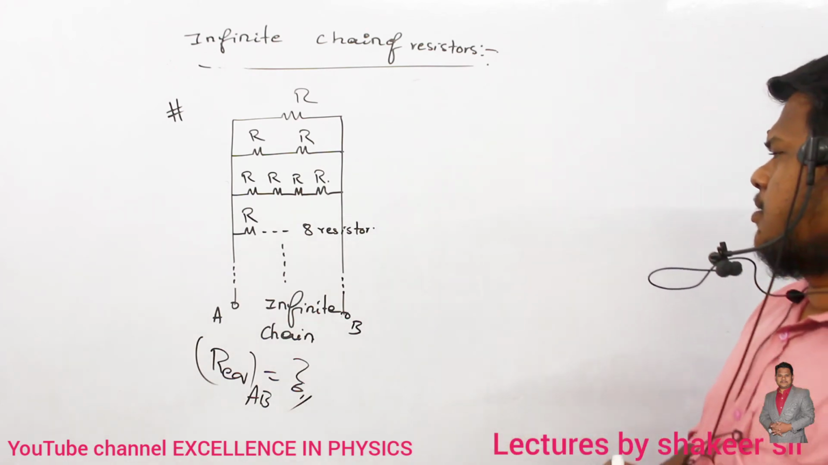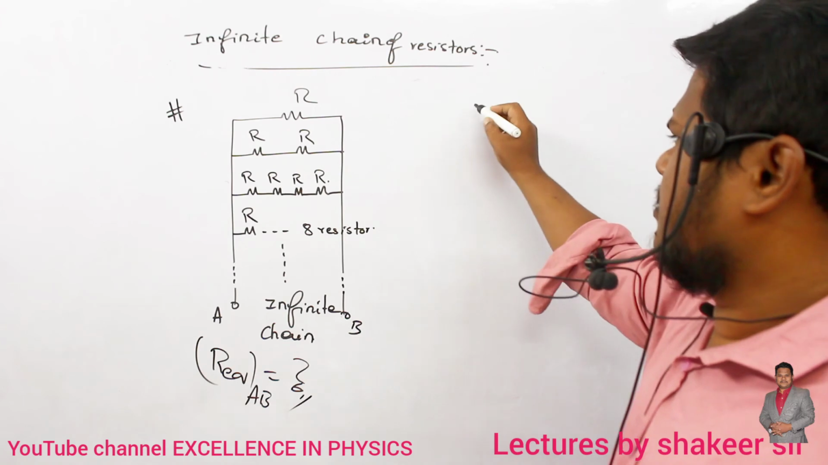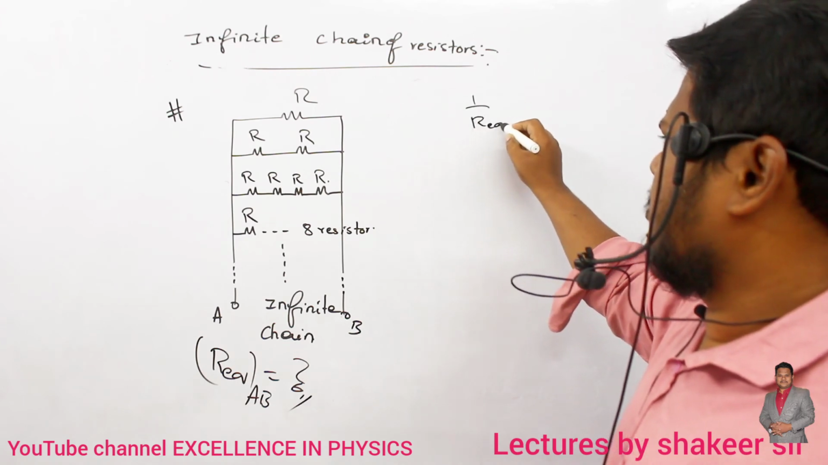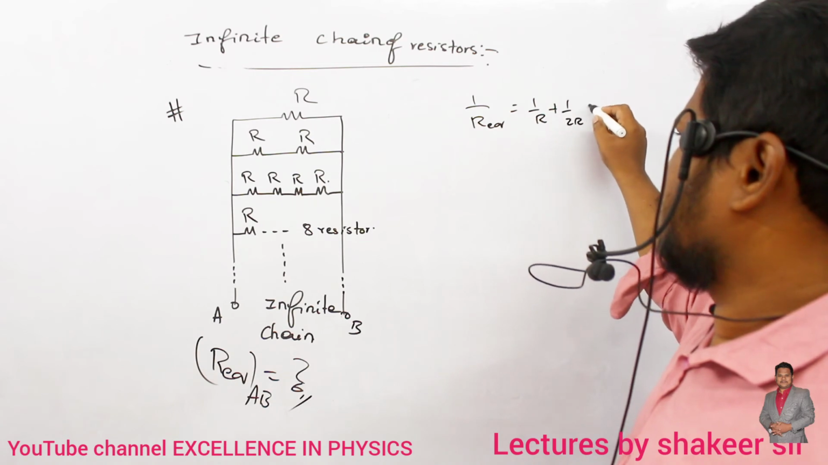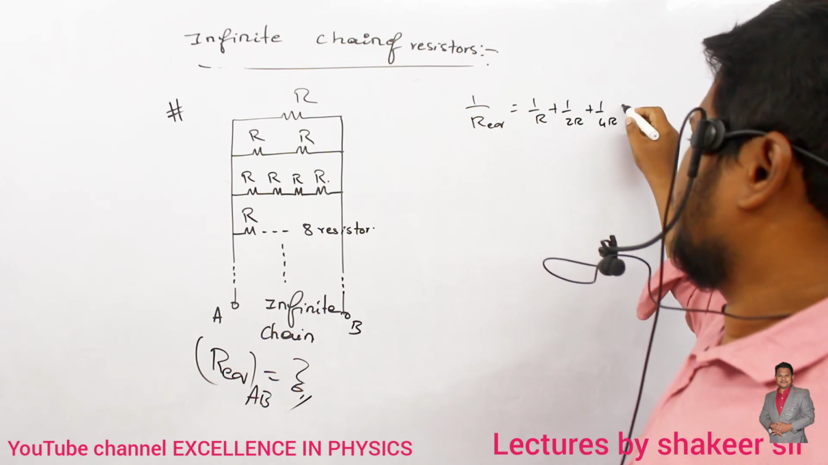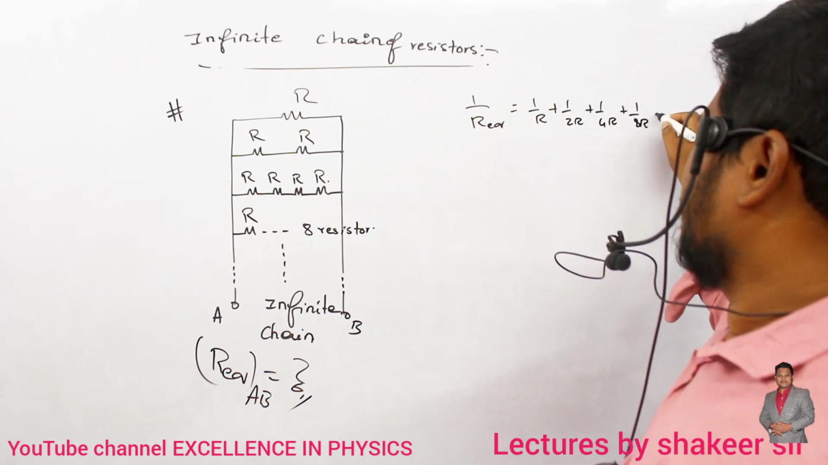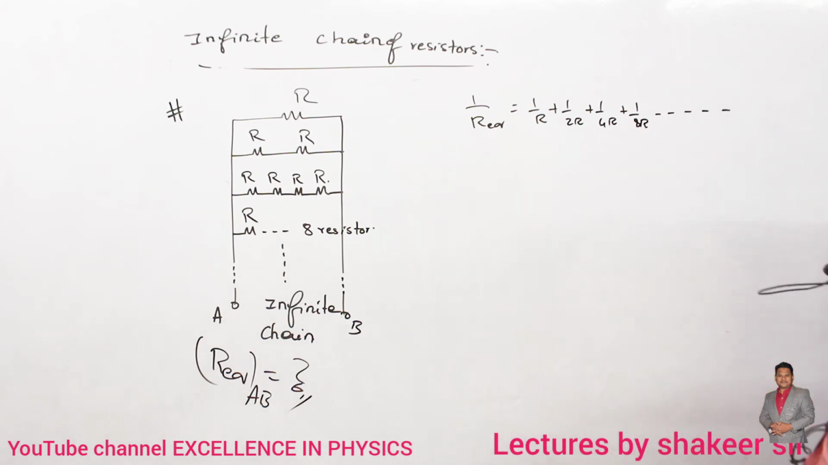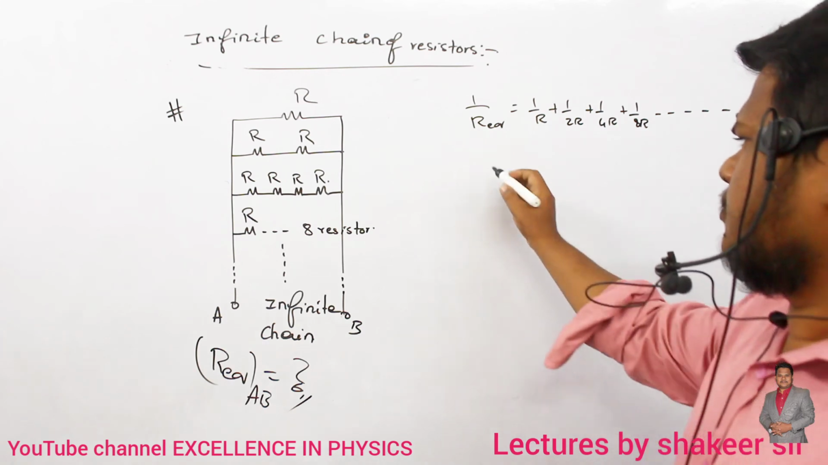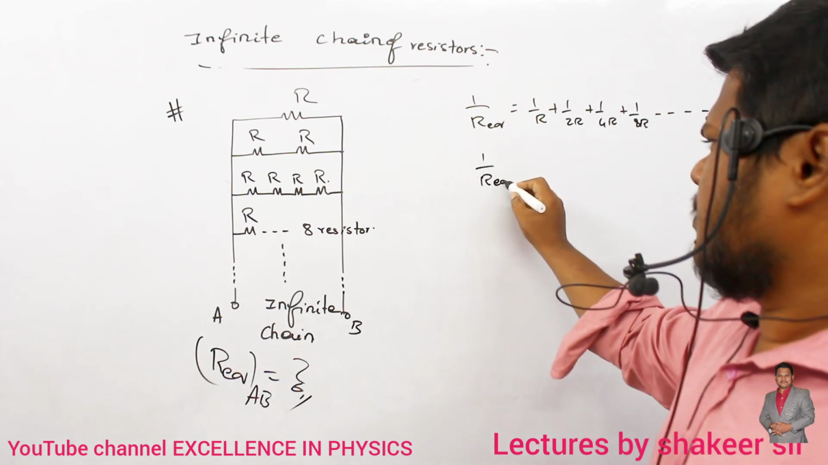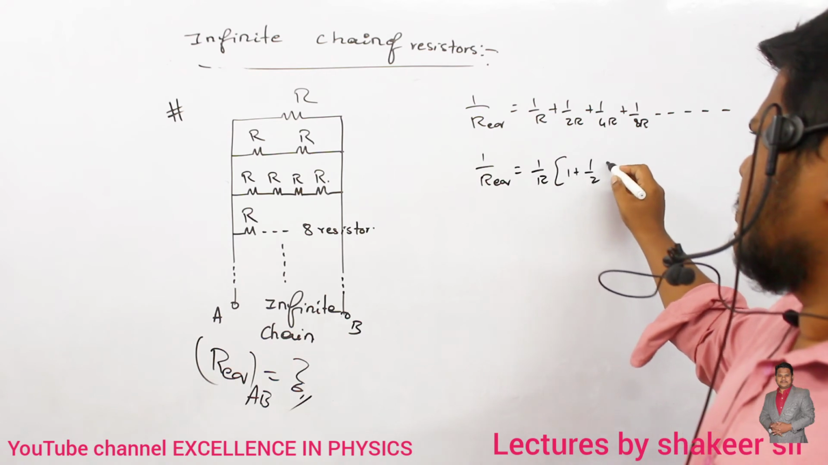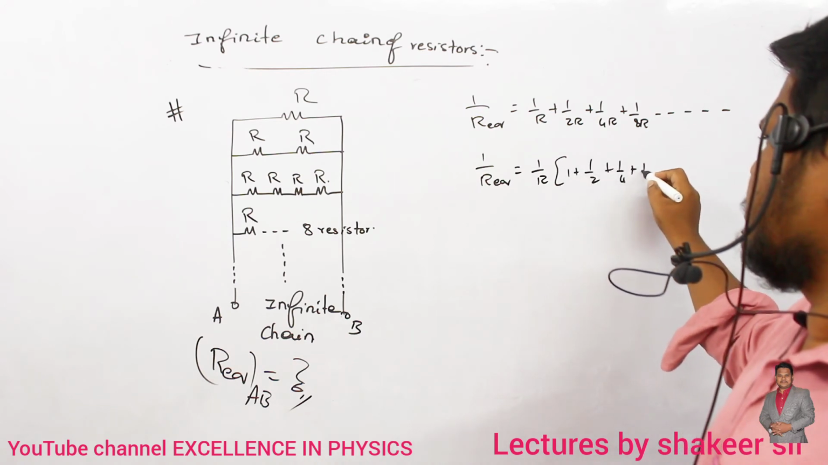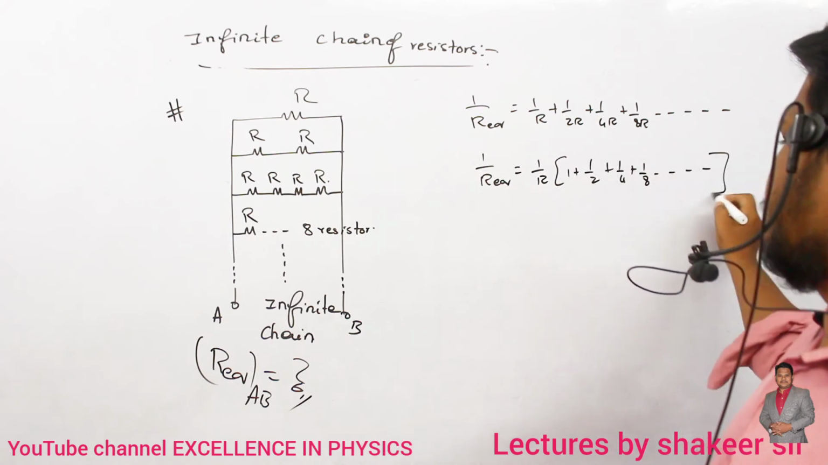That's all. So therefore, as they are connected in parallel combination, 1 by R equivalent is equal to 1 by R plus 1 by 2R plus 1 by 4R plus 1 by 8R, and it goes on like this up to an infinite chain of resistors. So therefore, 1 by R equivalent is equal to 1 by R. If you take common, then it is 1 plus 1 by 2 plus 1 by 4 plus 1 by 8, and it goes on like this.